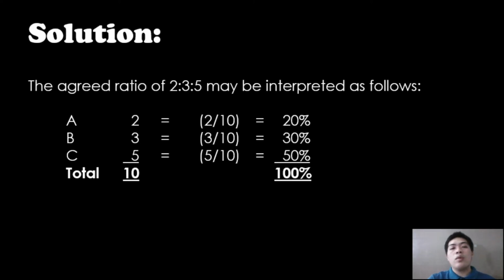So, i-total lang yung figures na yan. We can have it yung total na 10, then gawa ka ng fractions. Okay? So, meaning, 2:3:5, yung ibig sabihin lang yan, 2/10, 3/10, 5/10. Or 20%, 30%, 50%. Yung total niyan, 100%.